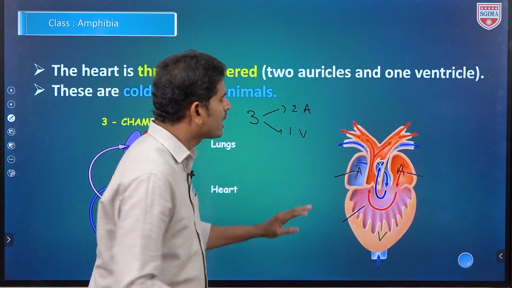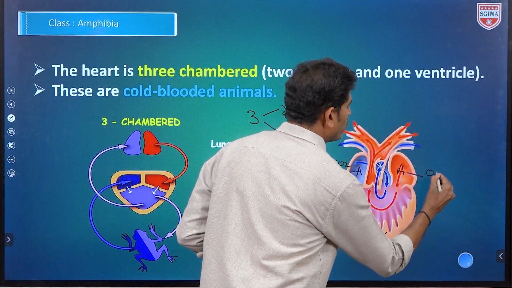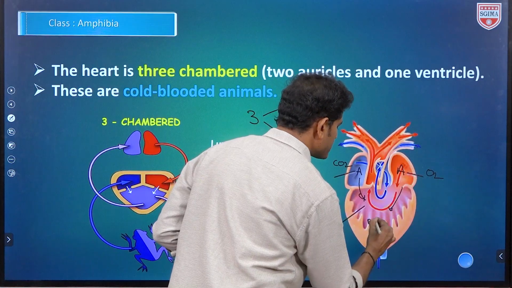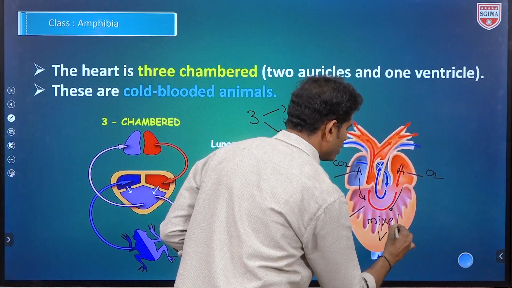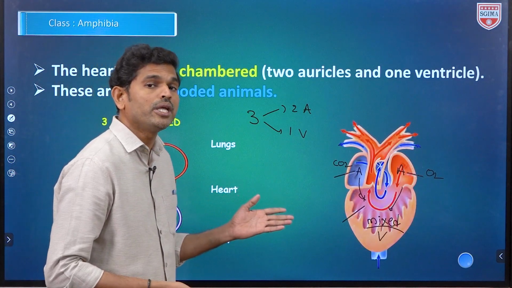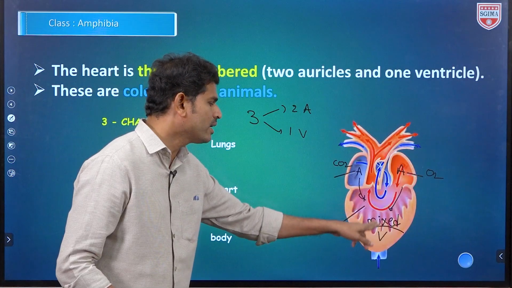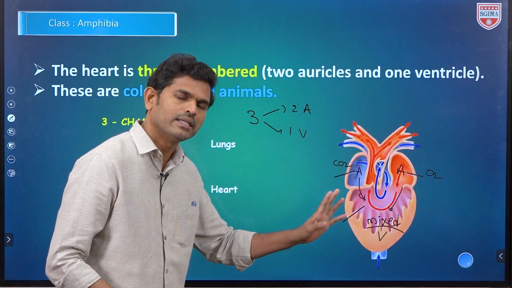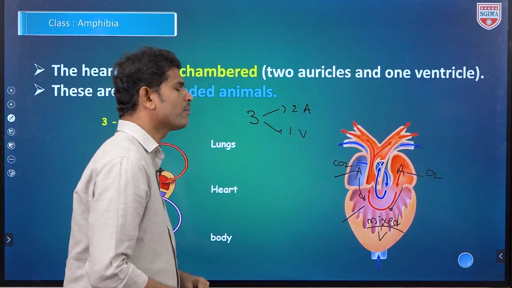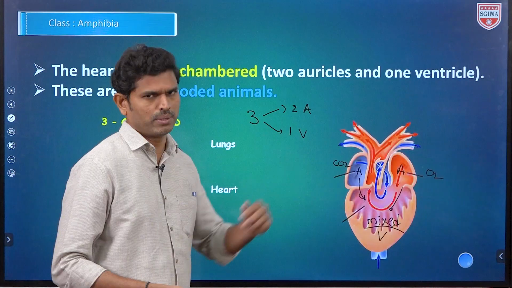On the right side there is CO2 blood and on the left side O2 blood, and these two will mix. Here mixed blood will be supplied to the body parts. So this is called incomplete double circulation, because the ventricles are not separated. The blood mixes, and mixed blood is supplied to the body parts. If the ventricles also get separated, that is called complete double circulation.